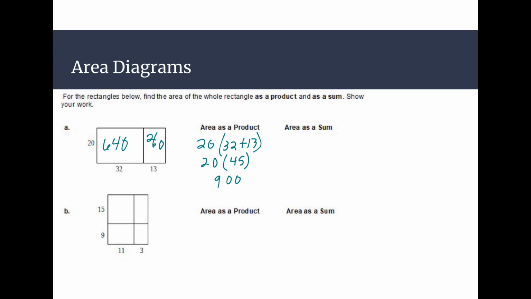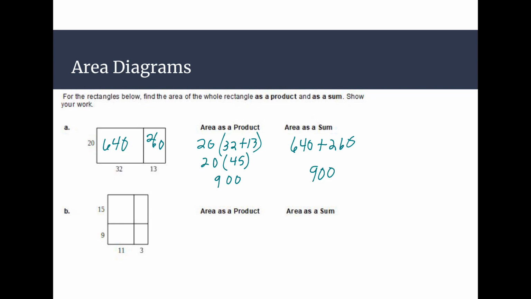Or my area as a sum would be just taking the inside of the boxes and adding them together. So 640 plus 260. When I do that, I also get 900. All right, so now that we have a bigger box, we're going to do the exact same steps, so nothing changes yet. So the first thing I want to do is find the inside of all of the boxes. So we'll start in the top left.